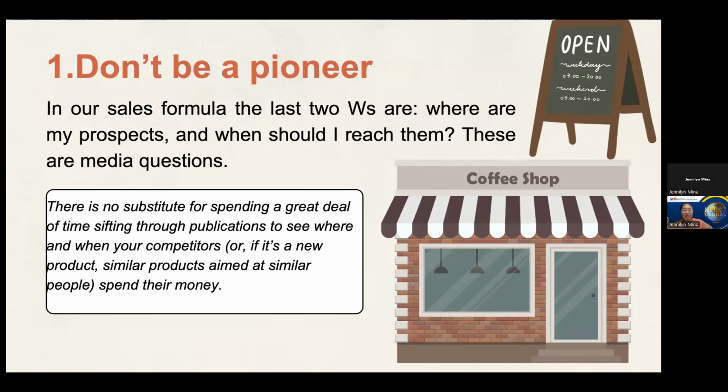This approach minimizes the risk and increases the chances of success. Let's say you're starting a new coffee shop, similar to a well-known brand like Starbucks or Dunkin' Donuts. Here's how you would apply the principle of not being a pioneer. Instead of being the first coffee shop to advertise on a new social media platform, you would look at where established coffee shops are investing their advertising dollars. For example, if you find that Starbucks successfully uses Instagram and Facebook for advertising, then you should consider allocating your budget to these platforms as well.